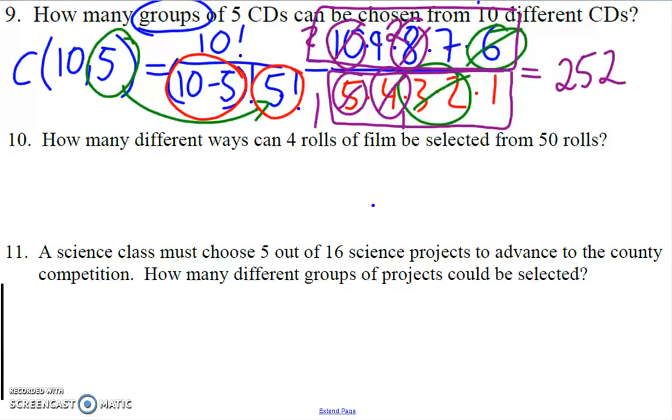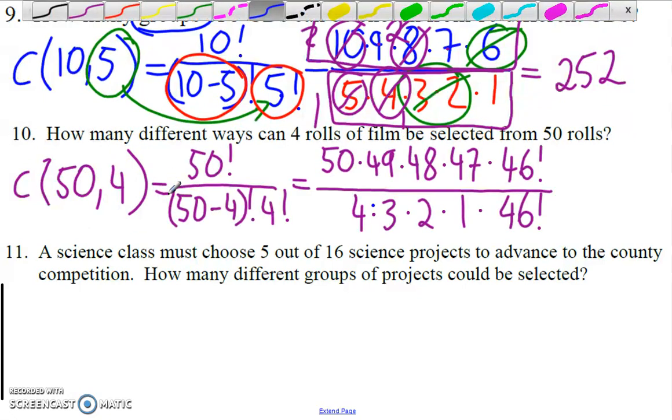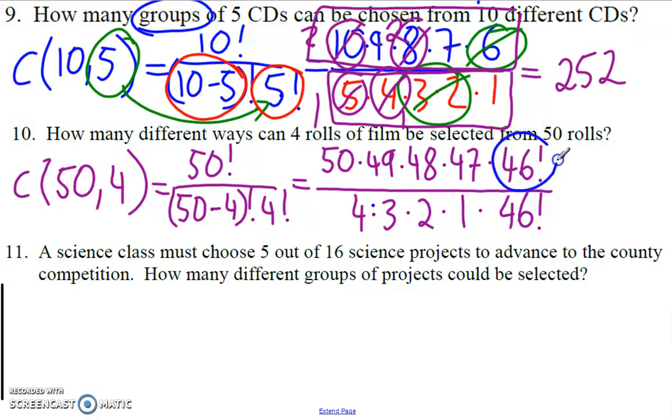Number 10. How many different ways can 4 rows be selected from 50 rows? How many different ways? There is no particular order. This is a combination. So 50 and 4. And that is 50 factorial over 50 minus 4 factorial times 4 factorial. So I have everything up to 46 factorial that can be canceled out, because this right here gives me 46, so I can cancel these out.